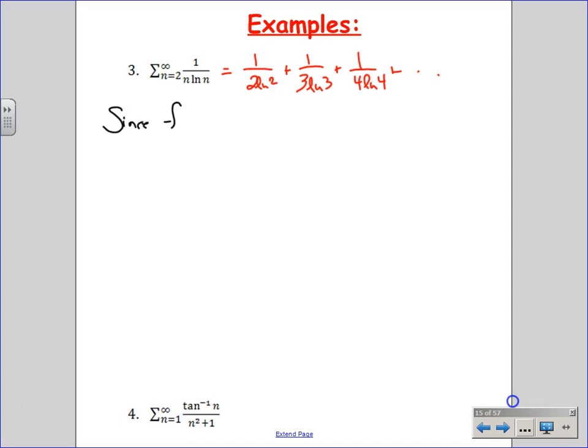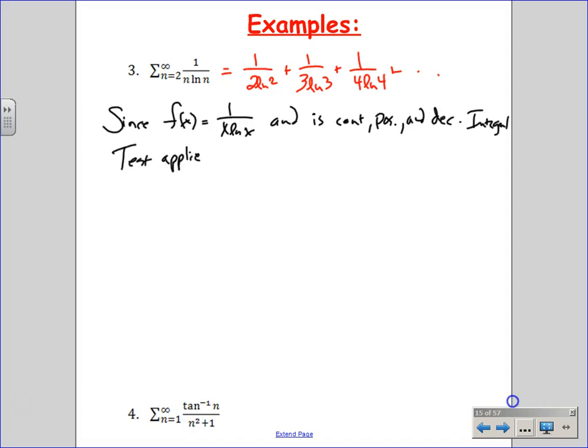Since f of x is equal to 1 over x ln of x and is continuous. Continuous? Yeah. My domain is everything greater than 0. I'm good from 2 to infinity. Does that make sense? Continuous on the domain 2 to infinity. Positive and decreasing. The integral test applies. So, let's go. Limit as b goes to infinity of the integral from 1 to b of 1 over x ln of x.